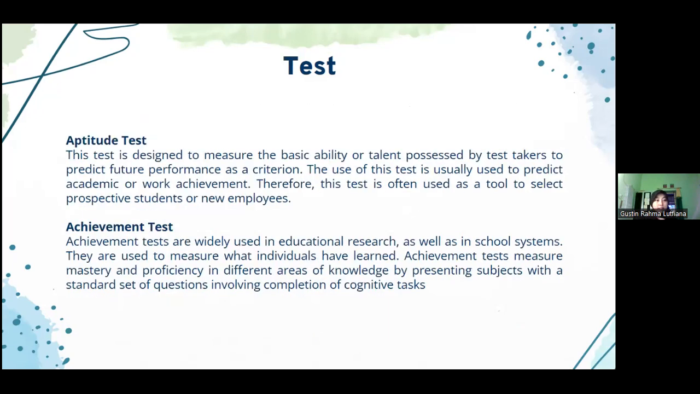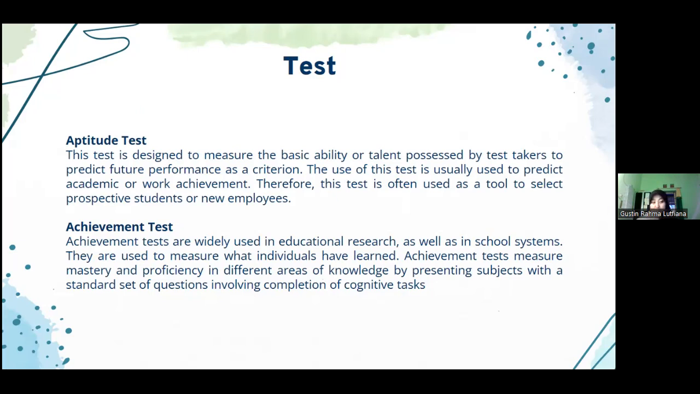And the next type is aptitude test. This test is designed to measure the basic ability or talent possessed by test takers to predict future performance as a criterion. This test is usually used to predict academic or work achievement. Therefore, this test is often used as a tool to select prospective students or new employees.